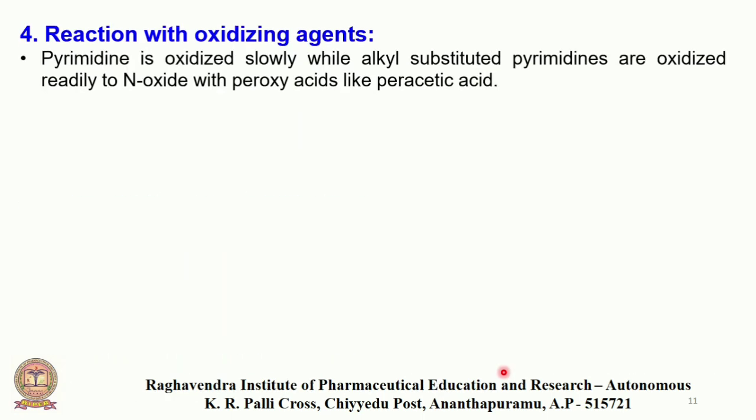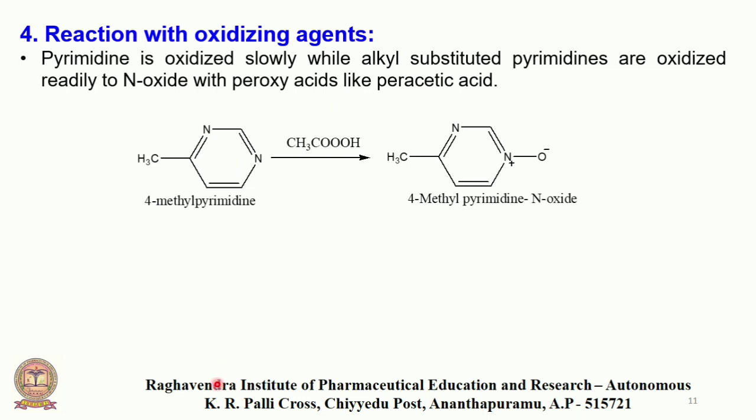And reaction with oxidizing agents: pyrimidine is oxidized slowly, while alkyl-substituted pyrimidines are oxidized readily to the N-oxide with peroxy acids like peracetic acid. So pyrimidine undergoes oxidation slowly, but substituted pyrimidines undergo oxidation easily and give N-oxide derivatives, mostly by reacting with peracetic acid, that is CH3COOOH. Taking the substituted pyrimidine 4-methyl pyrimidine, by reacting with peracetic acid CH3COOOH it gives the N-oxide derivative, that is 4-methyl pyrimidine N-oxide.